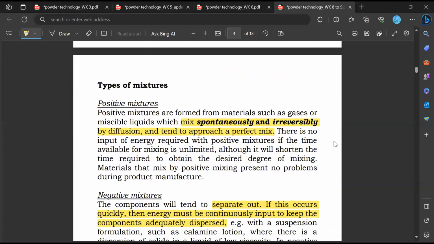So there are 3 types of mixtures. First one is the positive mixture, where when you mix it, it's spontaneous and irreversible, and it's caused by diffusion, and it approaches a perfect mix. We'll talk about perfect mix just in a bit. So positive mixtures occur spontaneously and irreversibly by diffusion, and tend to approach a perfect mix.